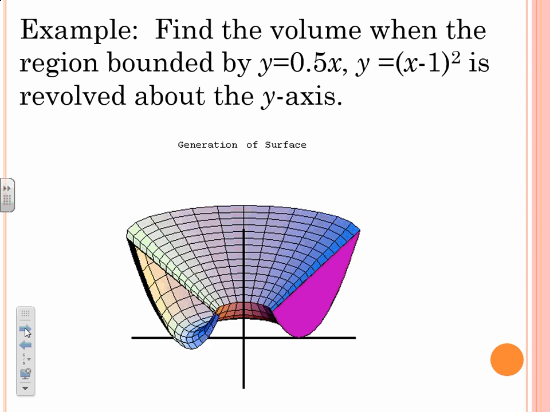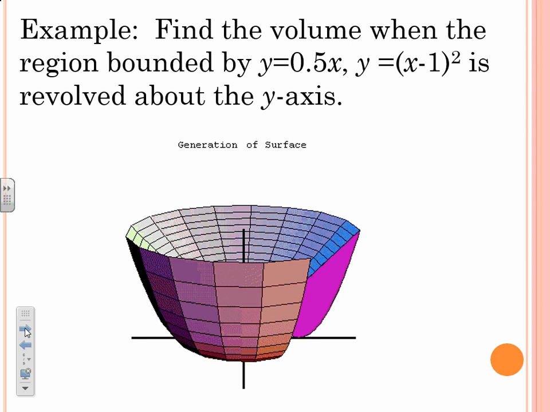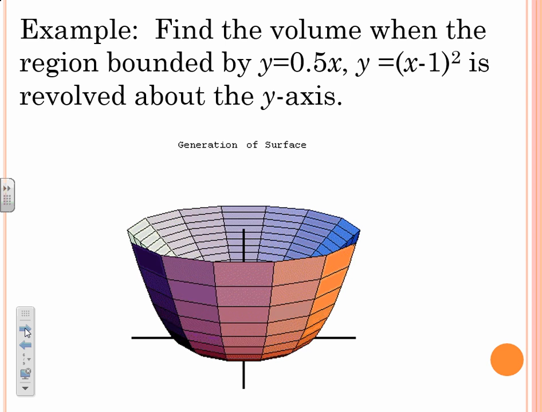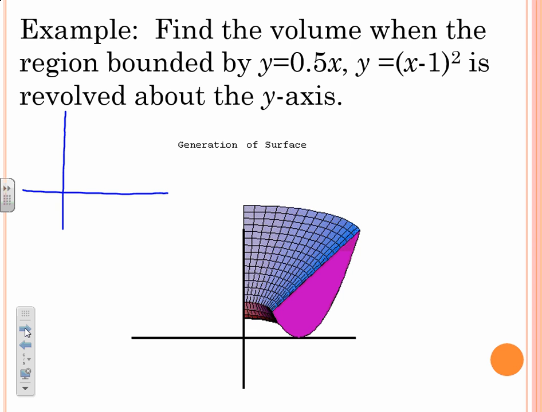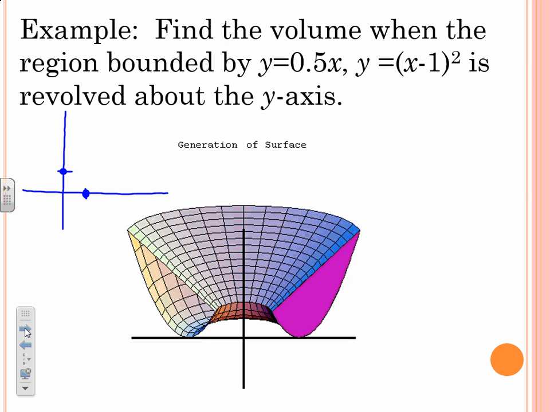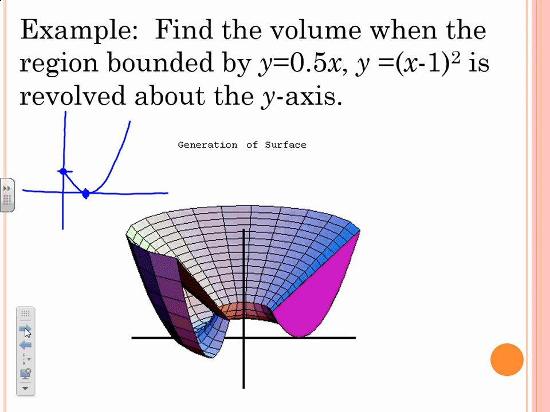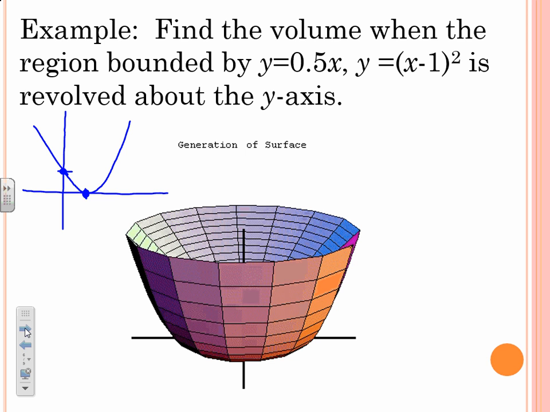Find the volume when the region bounded by y equals 0.5x and y equals 1 minus... x minus 1 squared is rotated about the y-axis. So it's that region, right? x minus 1 squared, the quantity squared, that's a parabola that's been shifted, right? And then y equals 0.5x, what's the slope?